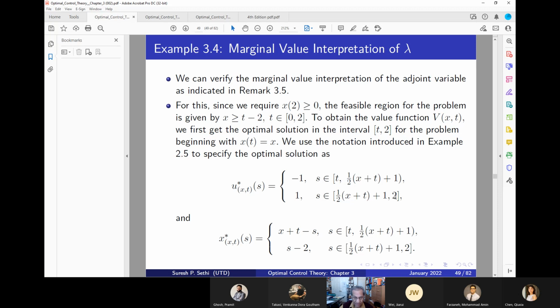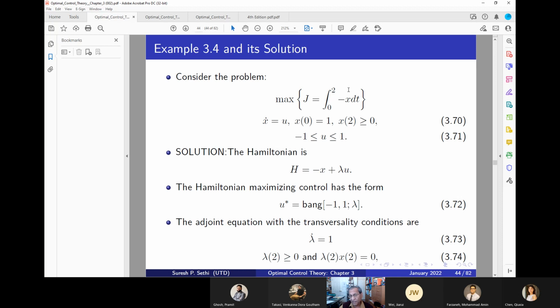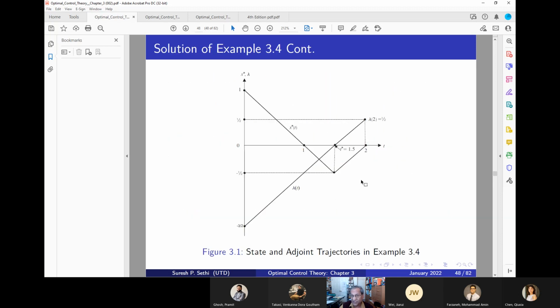You see that? But if I want to change that time to tau and call tau to be s minus t, then tau will go from 0 to 2 minus t. And then you can solve the problem. And once you solve the problem, you get a control, the optimal control, then you get the optimal state. Once you get the optimal state, you can put it into this objective function here and find the value J, and that J is exactly V(x,t).